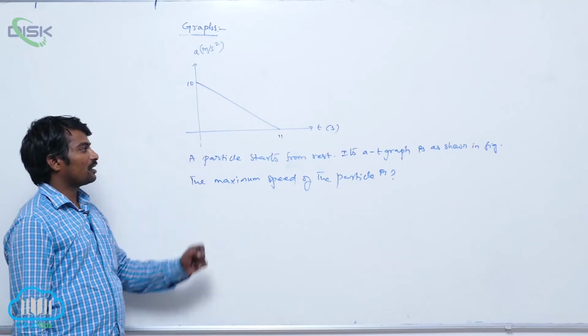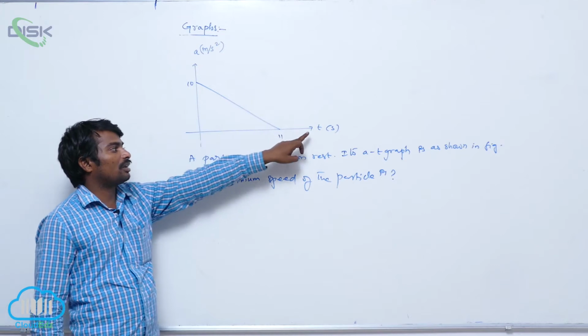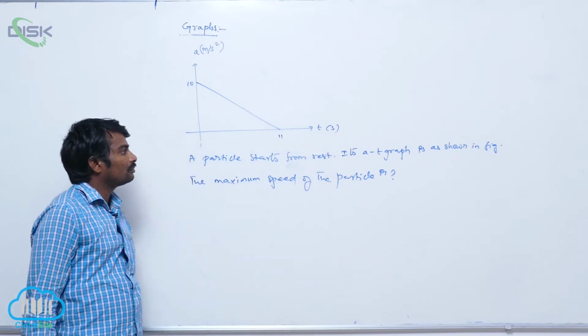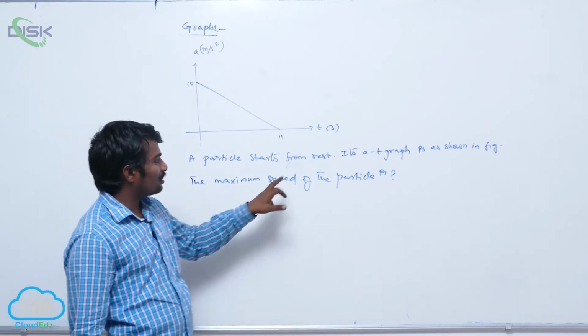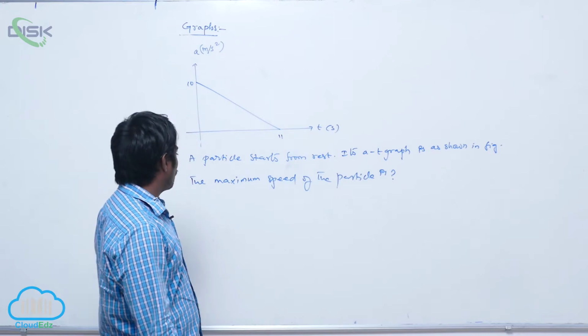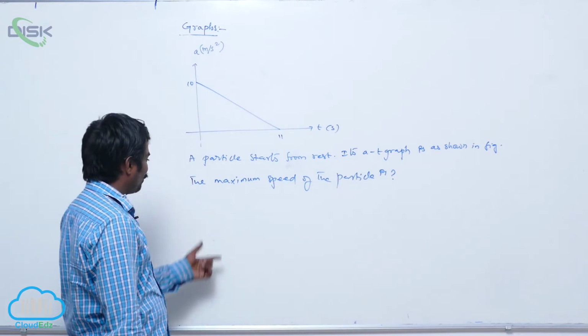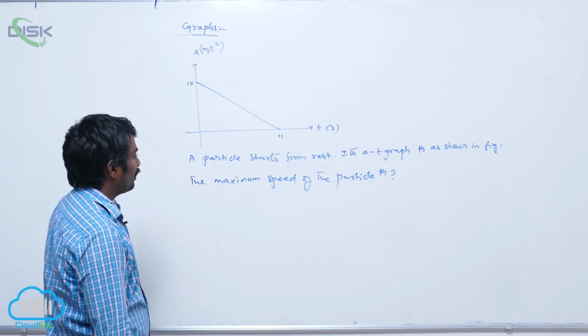So the a-t graph is given, in meter per second square, and this scale is the time scale in seconds. A particle starts from rest, initial velocity equal to 0. Its a-t graph is as shown in the figure. Now we have to calculate the maximum speed of the particle.